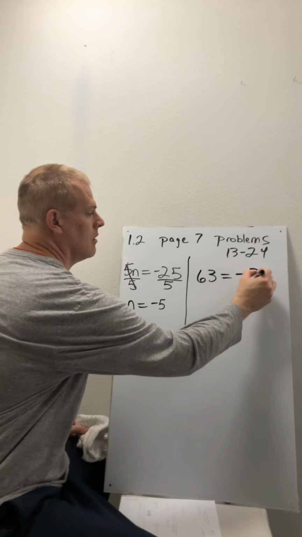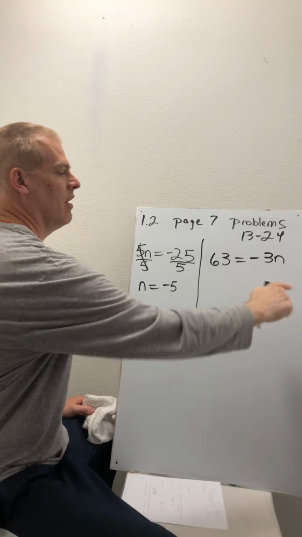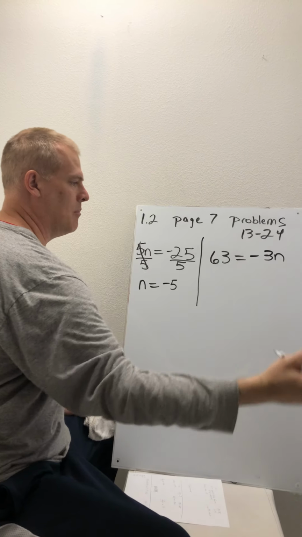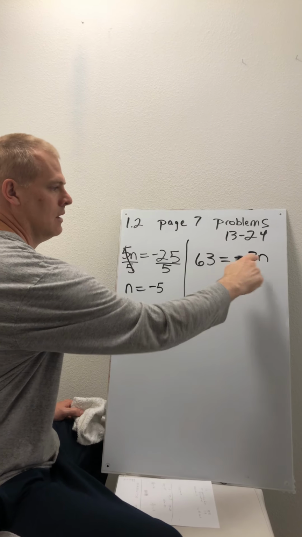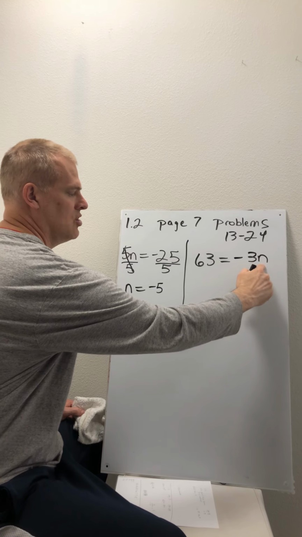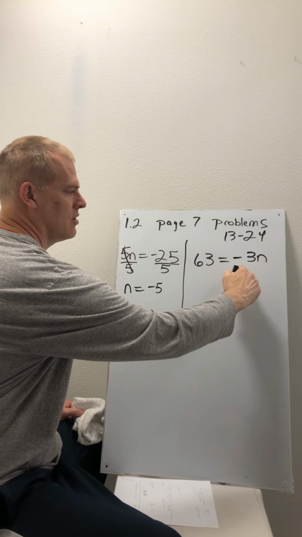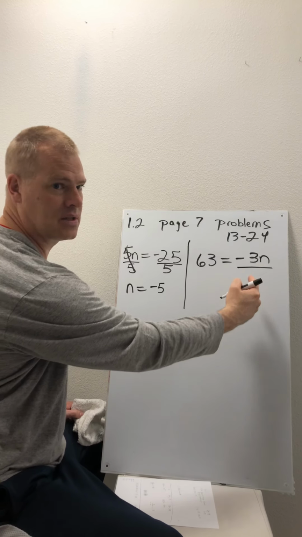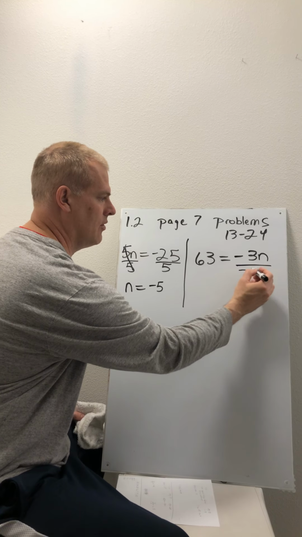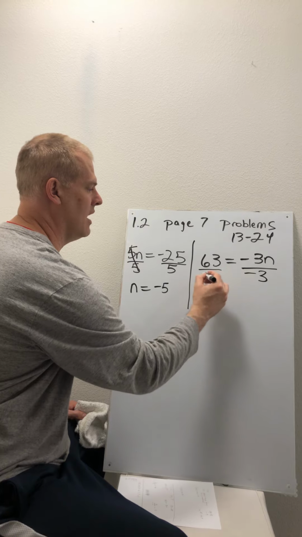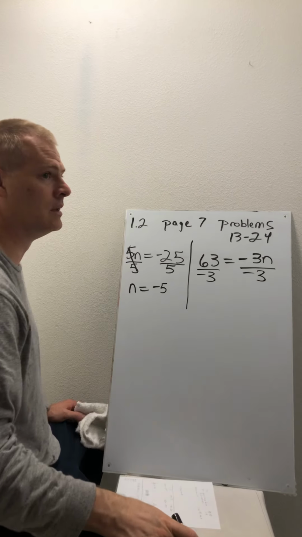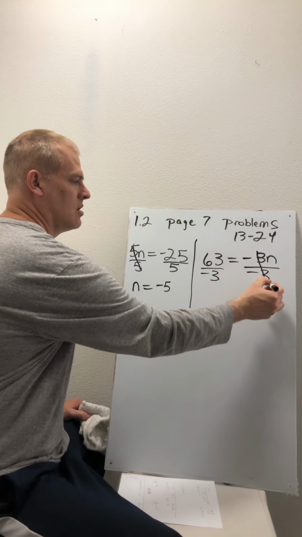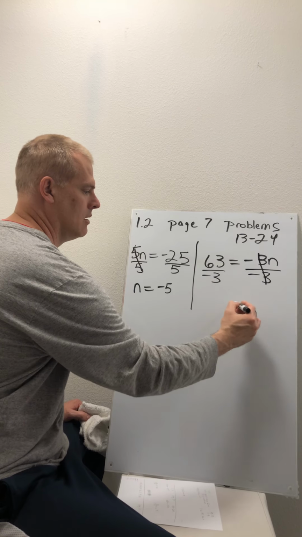Now let's try a different problem where the number is on the left and the variable is on the right. So again, my variable is n, my number is negative 3. These are being multiplied with each other, so our inverse operation is divide by the number in front of the variable, which is negative 3. So I'm going to divide both sides by negative 3. So again, these 3's cancel, leaving me n.